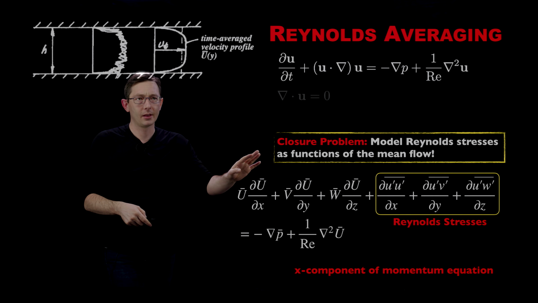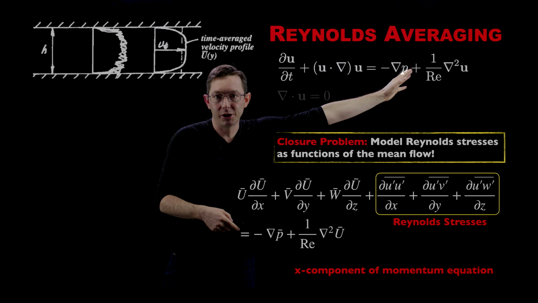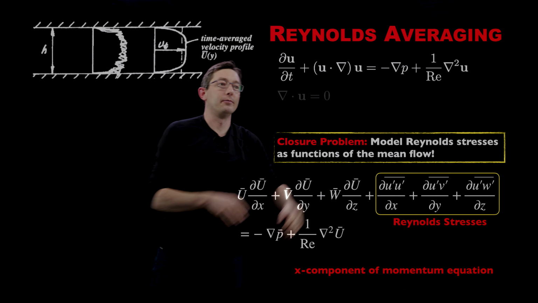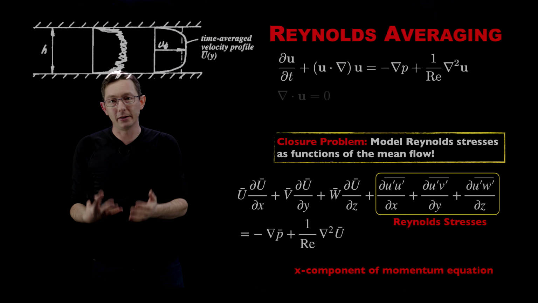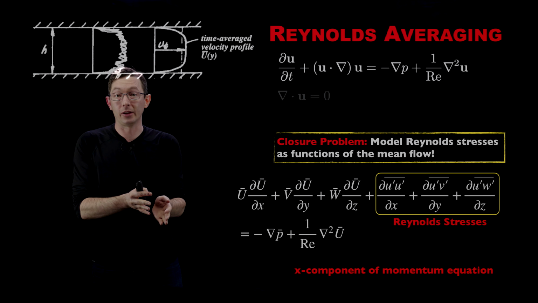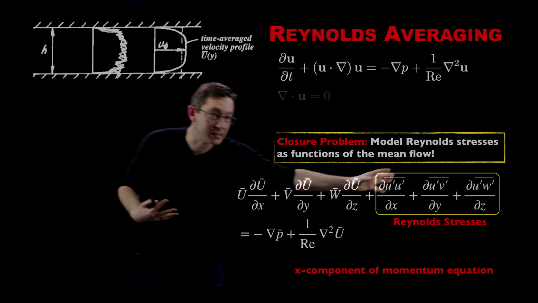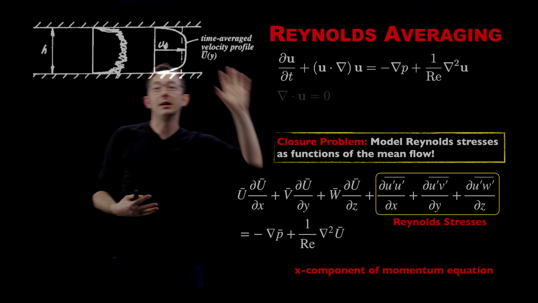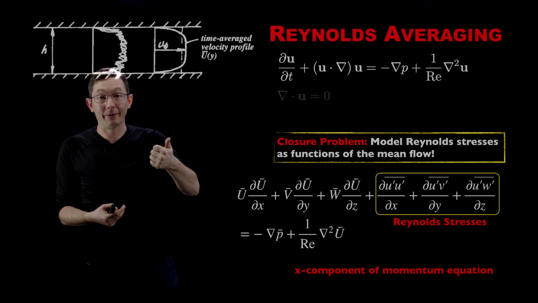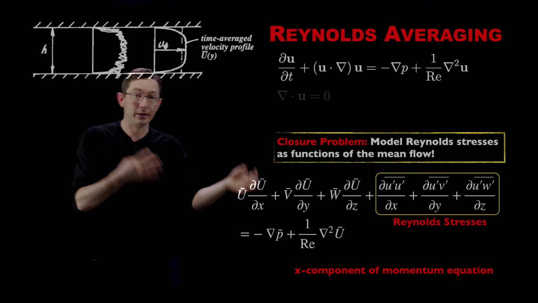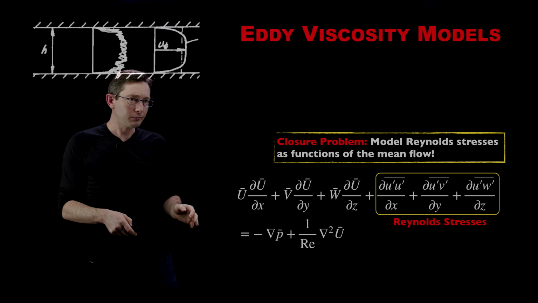Okay, good. So back to the Reynolds averaging problem and back to our closure problem. So we want to model the Reynolds stresses as a function of the mean flow. If we can do that, then we can solve this efficiently, and we can get mean flow quantities like the average lift, the average drag, things like that, okay?